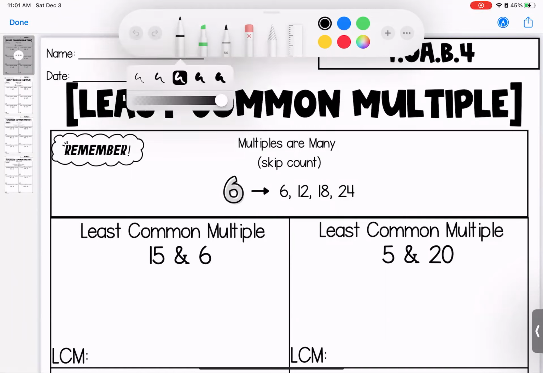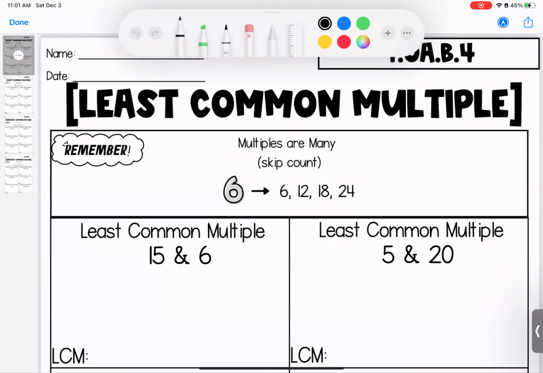Now, remember when we're talking about multiples, I gave you the reminder that multiples are many, meaning that if I asked you to start counting by 6 and I came back an hour later, you should still be counting by 6. There is no end, right? Multiples are also known as skip counting.